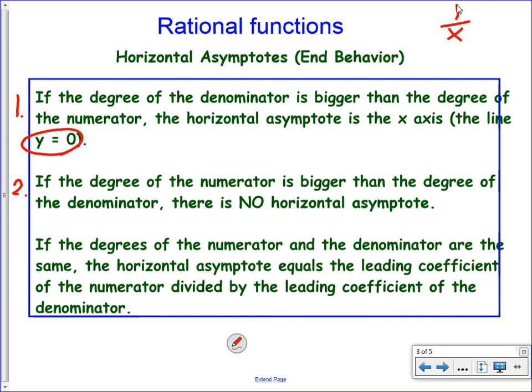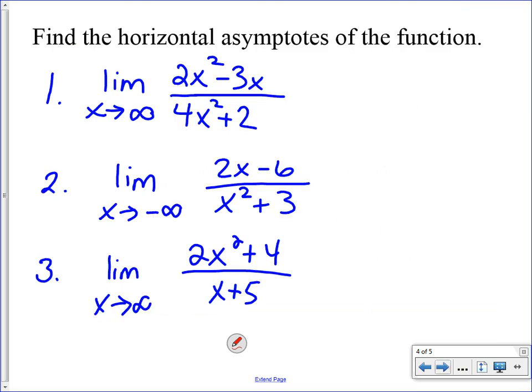Second scenario. If the degree of the numerator is bigger than the degree of the denominator, there is no horizontal asymptote. That means your answer to the limit is going to be positive or negative infinity. Third scenario, if the degrees are the same, the horizontal asymptote equals the leading coefficient of the numerator divided by the leading coefficient of the denominator. And that would actually be the answer to the limit, whatever that value is. So as long as you know these three rules, these are actually pretty easy to find. Let's look at some examples.